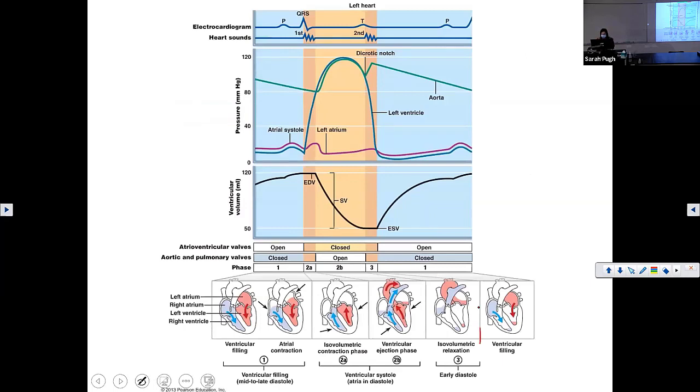So this is our third phase, which is right here. Okay, this is isovolumetric. And this one, and I'm going to draw my line up here. It is this in between my red lines right here. That's it.